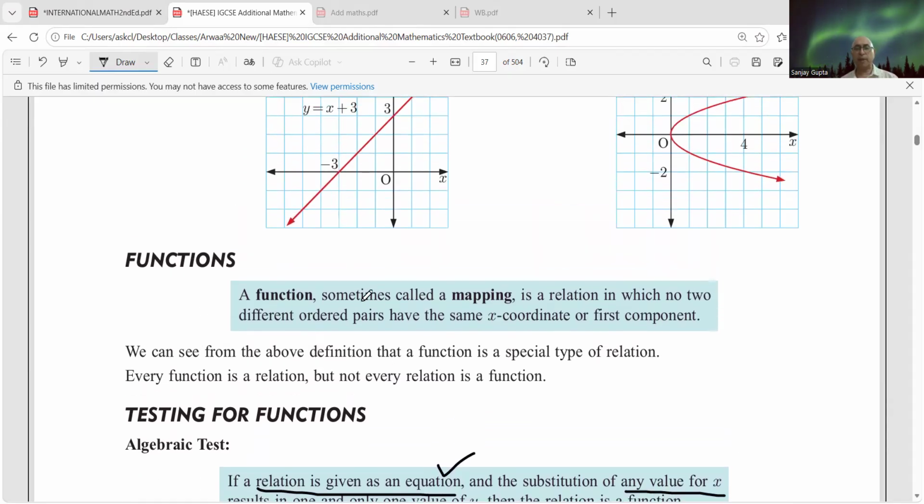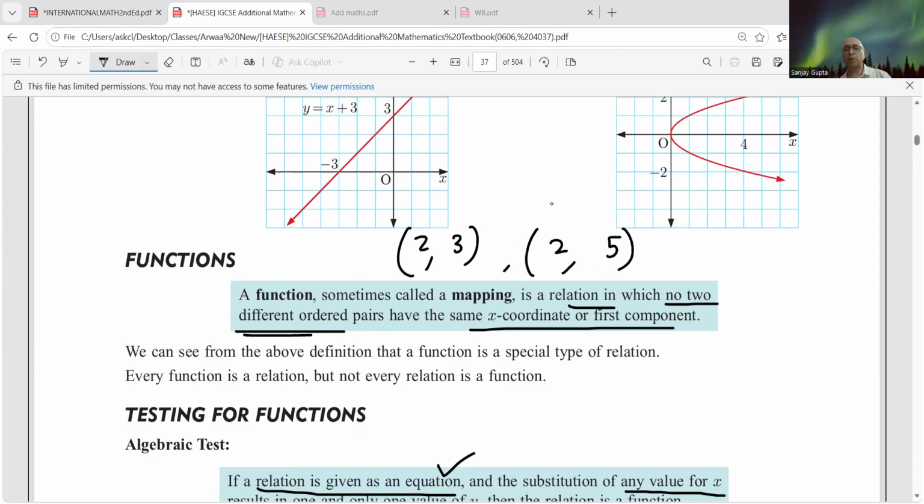This can also be defined in a different way: a function is a relation in which no two different ordered pairs have the same x coordinate, or the first component. What does it mean? It means that if I have ordered pairs (2, 3) and (2, 5), these are two different ordered pairs, but they have the same x value, the first value. So 2 is mapped to 3 and 2 is also mapped to 5. For the same input of 2, I am getting two different y values, so it is not a function. That's the idea behind the definition of a function.